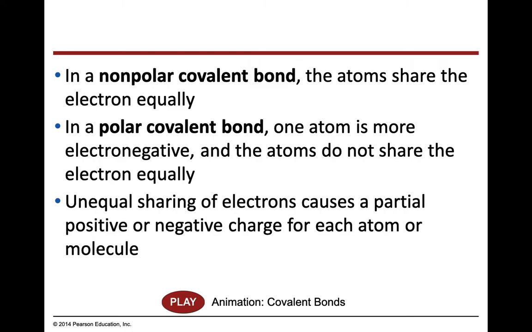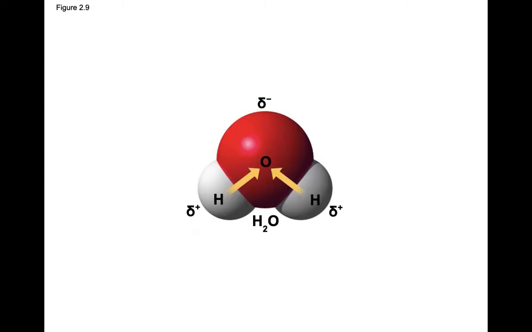Now, we can have different types of covalent bonds. A non-polar covalent bond is where atoms share electrons equally, and a polar covalent bond is where there is some inequality in the sharing. And that really has to do with how the atoms tend to attract electrons. And that usually comes about from having one very weak atom and one very strong atom in terms of their electromagnetic pull. Now, what this causes is a partial positive or partial negative charge for each atom. Let's see what I mean by that.